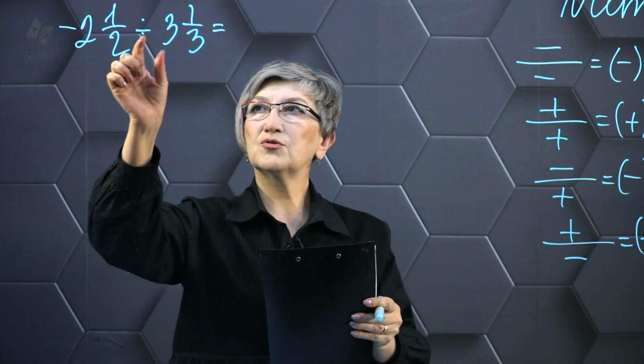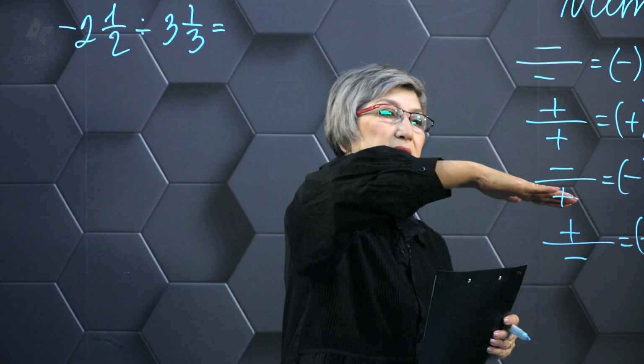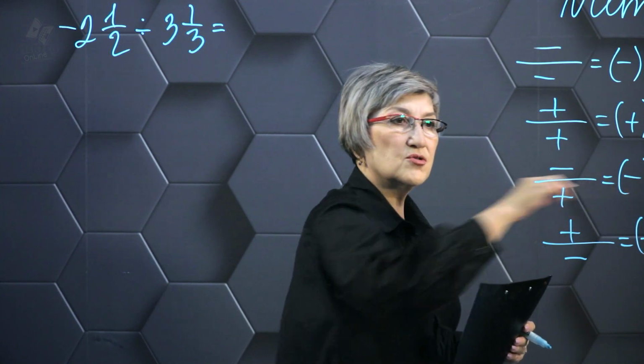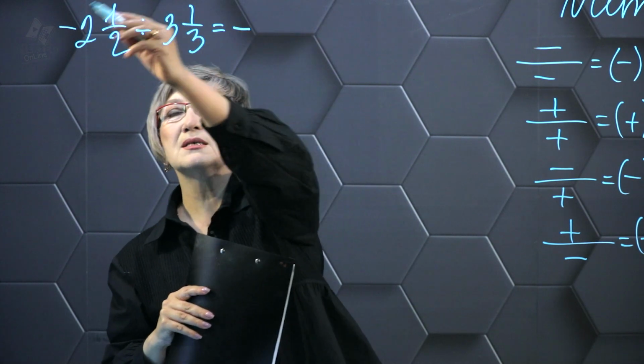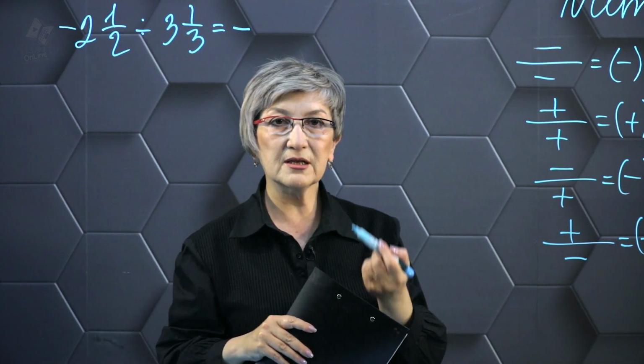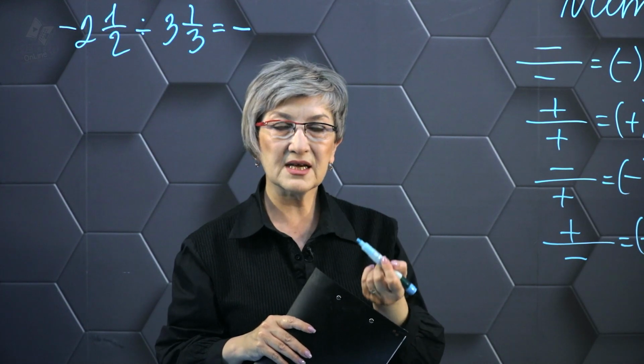I divide a negative number by a positive number. As a result, according to the rules, the result is a minus sign. So I write a minus sign. Now I see two mixed numbers. In order to divide the two mixed numbers, I have to write them as improper fractions.